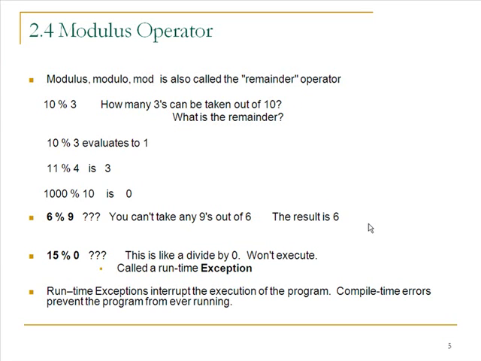So that's the modulus operator. It's the remainder operator, and it works pretty much like a divide, and then what's the remainder? So 10 divided by 3 is 3, and the remainder is 1. But what the expression evaluates to is the remainder. That makes it different from a division, obviously.